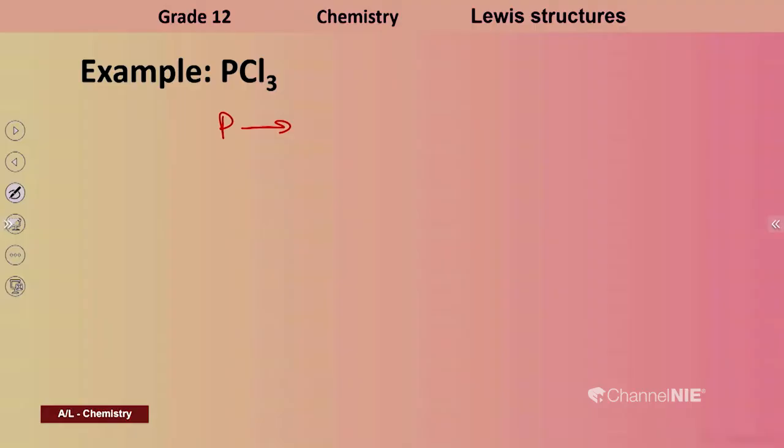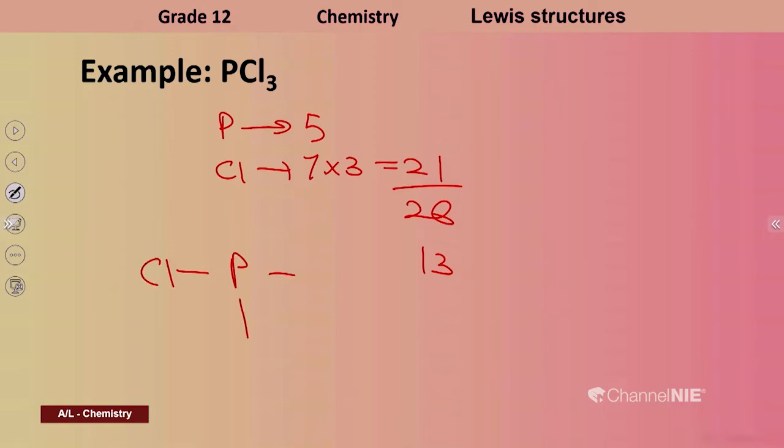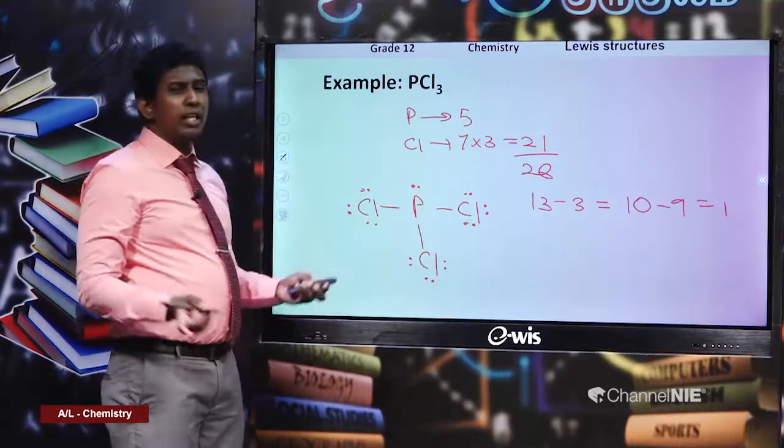Students, phosphorus is given 5, chlorine is given 7 into 3, it's 21, so 26 electrons. The number of pairs there is 13. So you make phosphorus, the less electronegative atom, the mid position. Then 3 bonds it took, so 10 remain. You complete those octets here, placing 3 pairs on each chlorine. Then it took 9 for that. Then 1 electron pair remains. Then you place it on phosphorus. That's the way. Let's go for the formal charge.